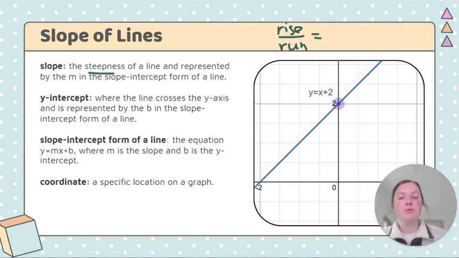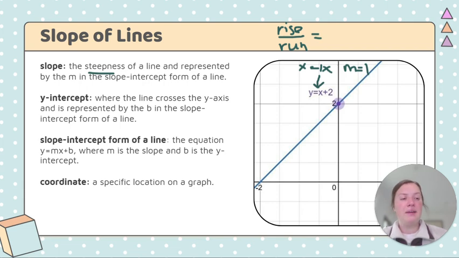And remember, we always read lines from left to right. So if I am moving left to right, I'm going uphill with this line, so it's a positive slope. And if you see, our equation here is y = x + 2, so x is equal to 1x, so our slope, m, is equal to 1 in this line right here. That's how steep it's going. It's rising 1, running 1.